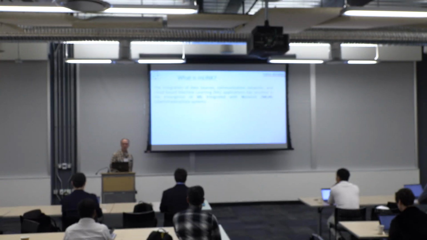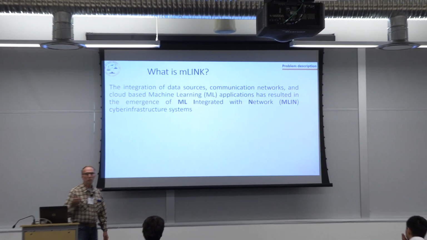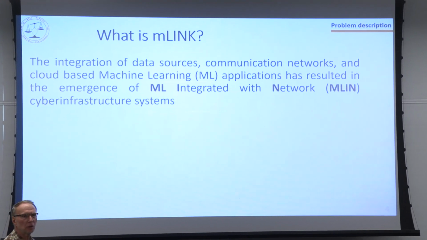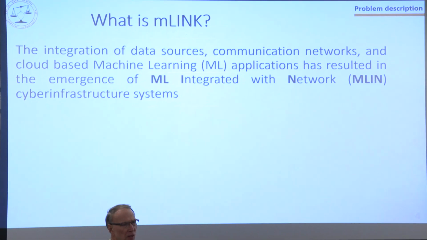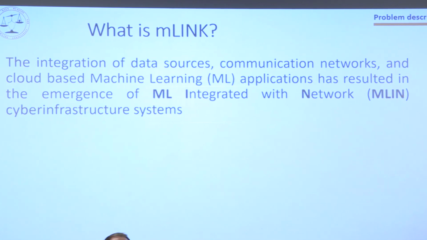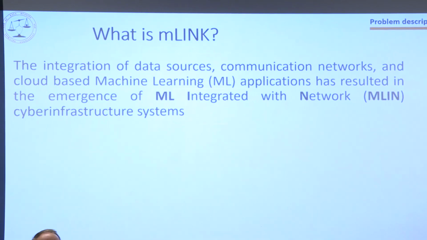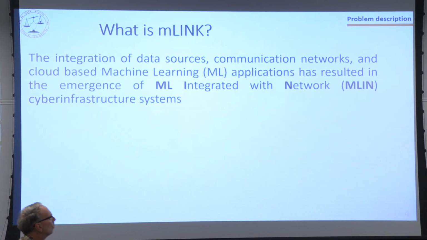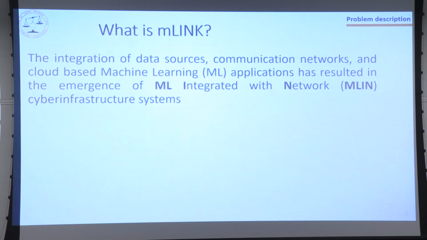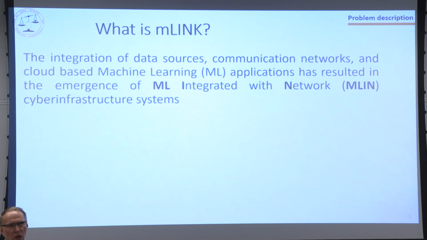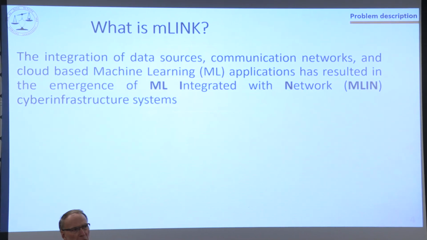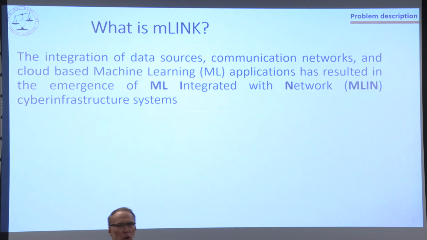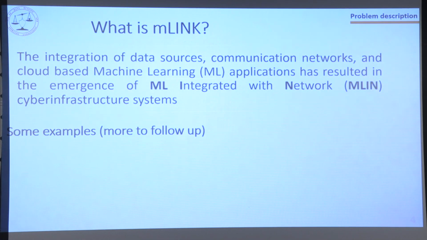The first thing, what we call link. Nowadays, machine learning applications are commonly executed as a cloud service, and to be able to do it, they need some data, which is commonly collected and communicated through some kind of network cyber infrastructure. So we call it machine learning integrated with network cyber infrastructure systems, and those systems again include the whole line from data generation devices through networking to machine learning applications. Again, we want to see how this stuff works together.